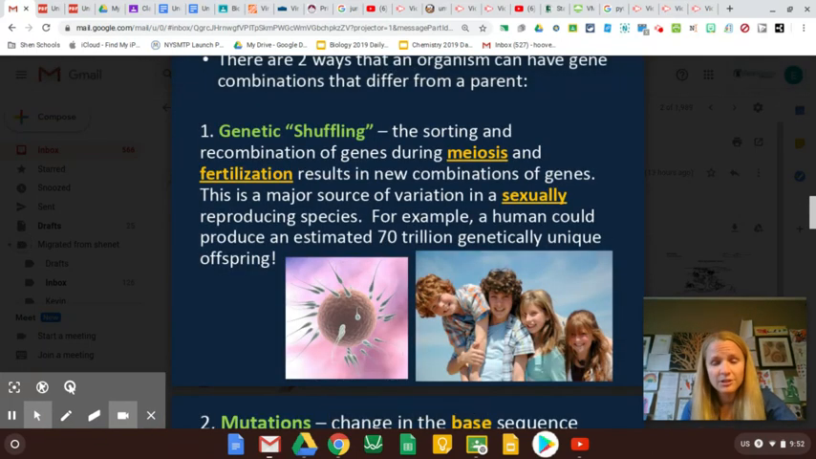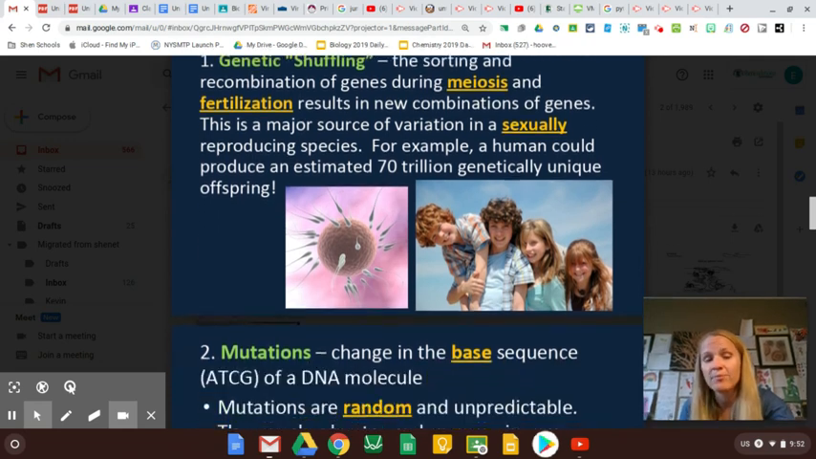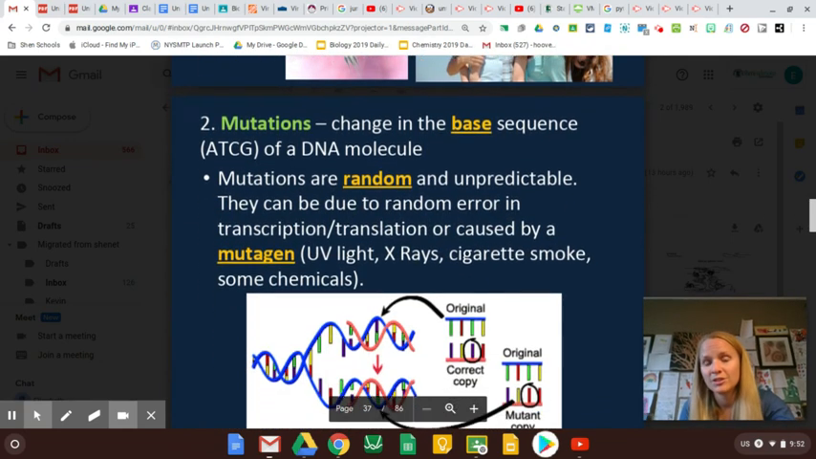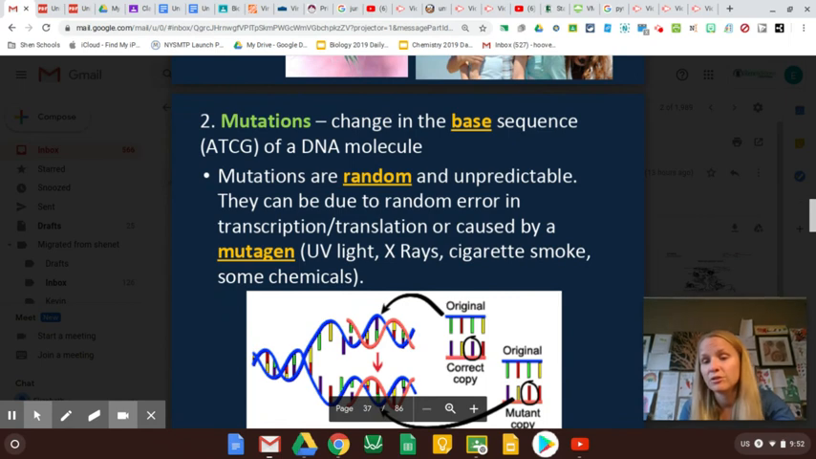So just to conclude, you need variation for evolution to happen. You need somebody different so that survival of the fittest can happen. You need someone to be more fit than someone else. And our two sources of genetic variation are, one, the fact that we sexually reproduce, so we mix our genes up and shuffle them, and two, that mutations can occur to introduce totally new genes.